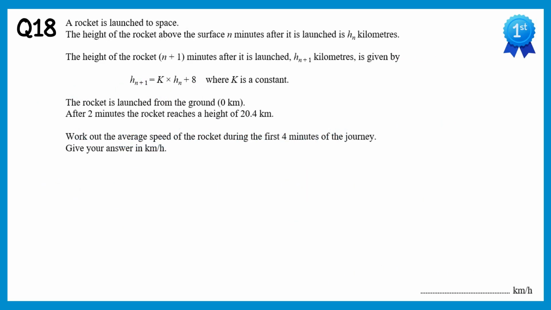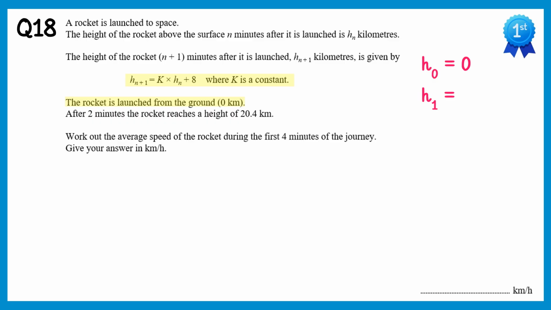In this question, we've been given a formula to work out the height of a rocket n plus 1 minutes after it's been launched. We've been told the rocket is launched from the ground at 0 kilometers. This tells us the first value, which we could call h0, is 0. Then we can work out the height of the rocket for each minute after this by substituting the previous value into that formula. So let's work out the height of the rocket after 1 minute, which we could call h1.